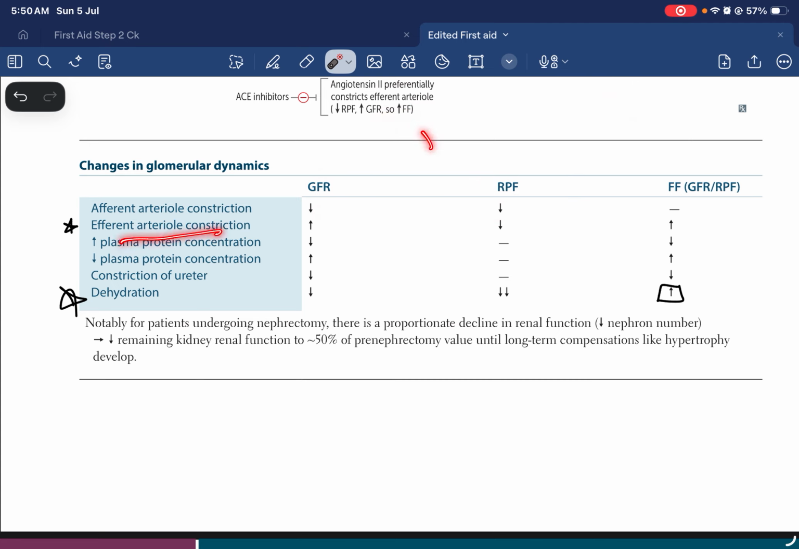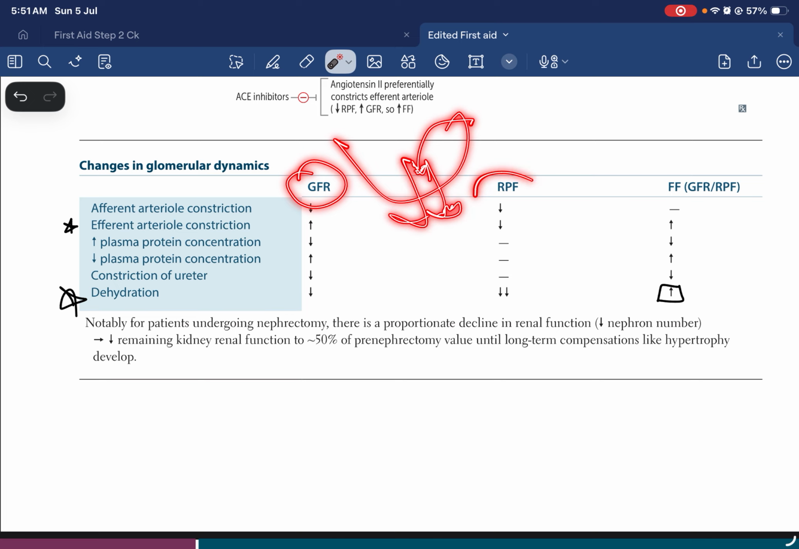When the efferent arteriole constricts, your GFR is going to increase because most of the blood would back up into the glomerulus and Bowman's capsule, and more hydrostatic forces are going to be generated, whereas the renal plasma flow is going to decrease. Why? Because the efferent arteriole is going to be carrying less fluid in the forward direction.